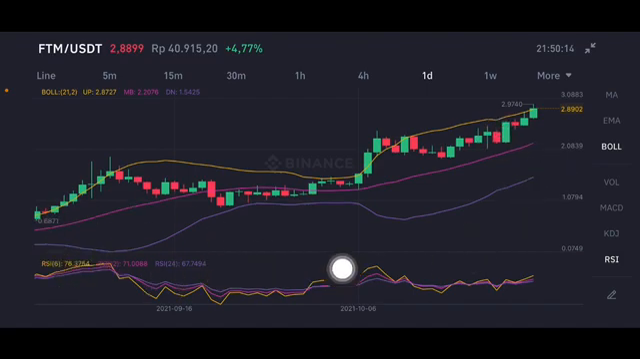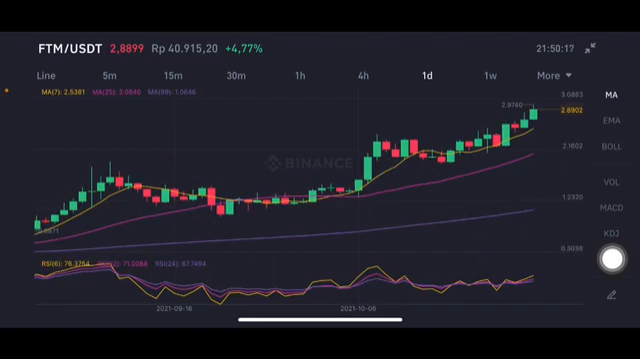For the RSI and stochastic, it's already in an overbought position. The moving average here also, first, it cannot break below $2. If it breaks $2, then you should pay attention to it.